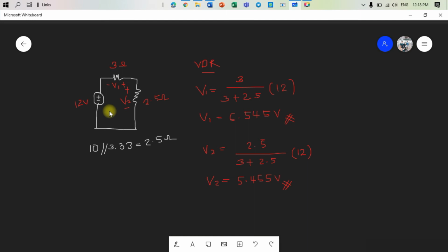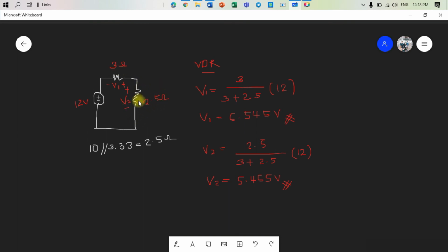If we recall the basics of the circuit, we know that in series, the voltage is not the same in every single resistor. In one loop, in series, only the current will be the same. We want to find the value of voltage here, V1 and V2, for these two resistors.